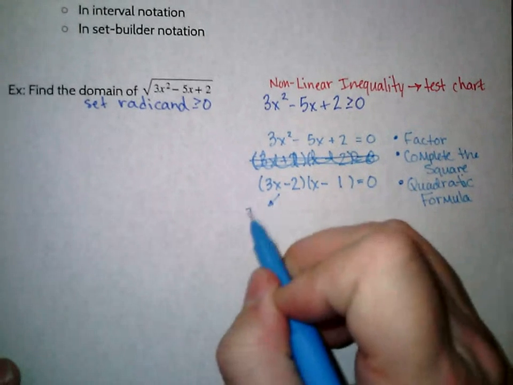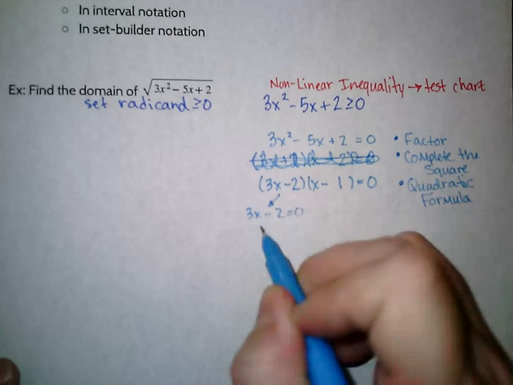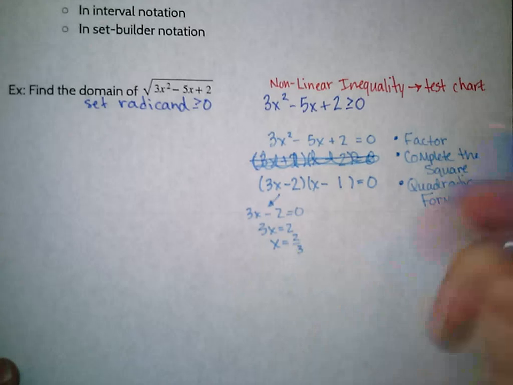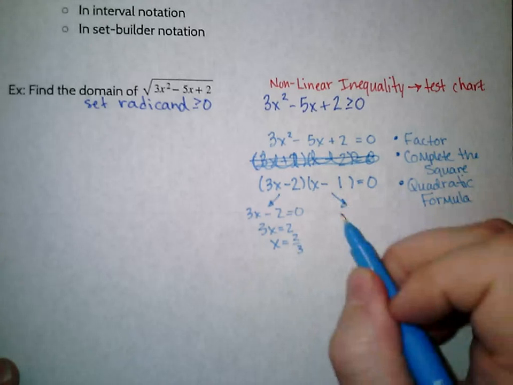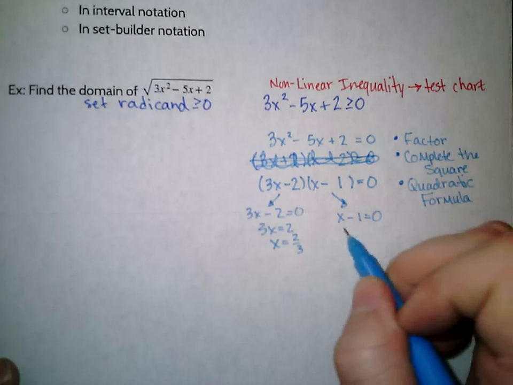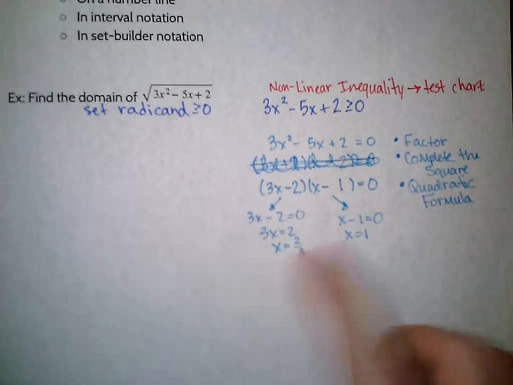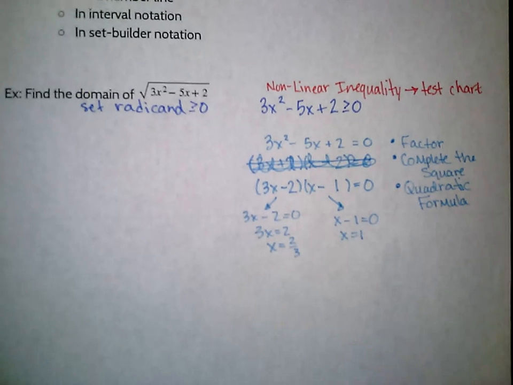Then we set each of these equal to 0. So 3x equals 2. So x equals 2/3 is one of my values. And x minus 1 equals 0. So x equals 1. So I take these two values and I put them on a number line.